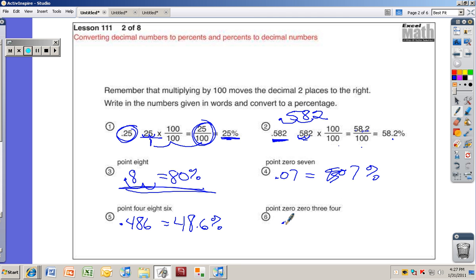0.0034. What's that as a percent? 34%? Is that 34%? No. You move it all the way over there? No. How many spots do you move it over? 2 spots. So the answer is 0.34%. That's less than 1%. 0.34%.